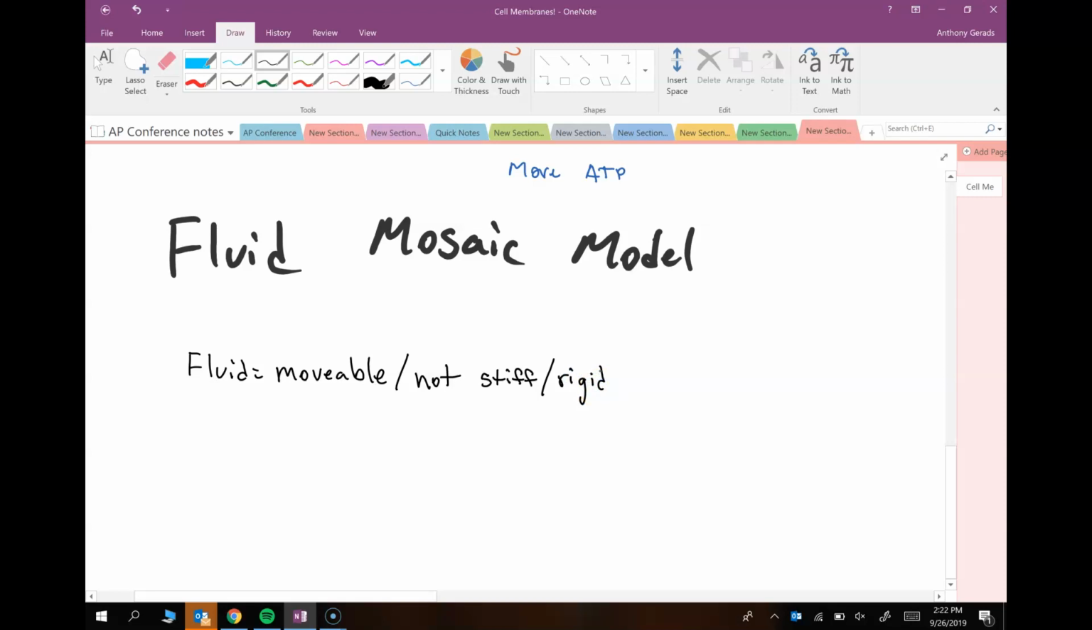A cell wall is very rigid or stiff. That's why bark on a tree or a tree trunk is very stiff. It's very dense amounts of cell wall. A cell membrane is not, though. A cell membrane is more like a water balloon. It can move around. Thus the fluid-like.